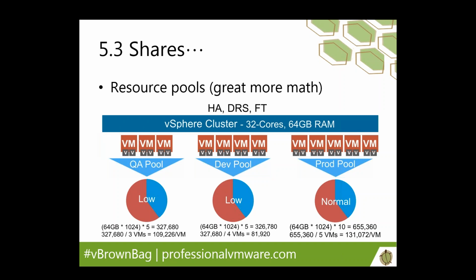It's normal, so I've got more shares, times 10 instead of times 5. But because I've got more VMs, on a per VM basis I'm actually pretty close to QA, not too far off entirely. So in that scenario, I might want to set that to high so that the production resources are really far and away going to have more access to resources if there's contention.